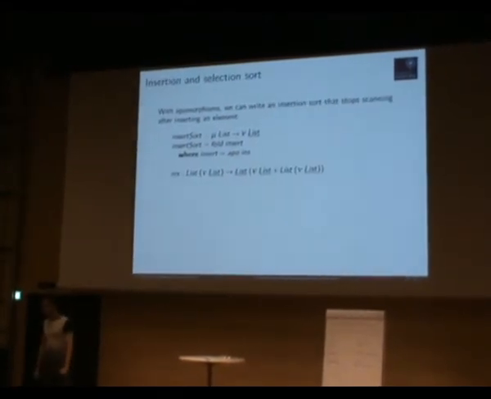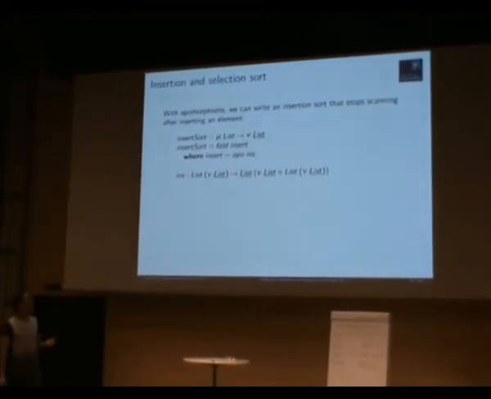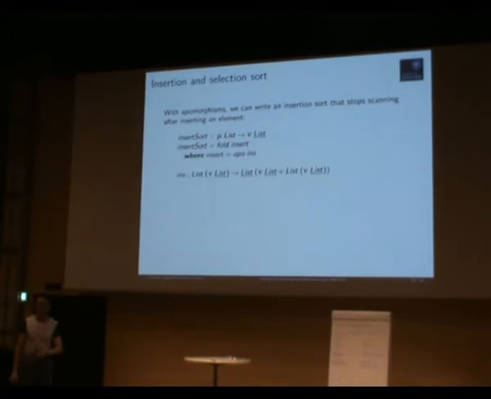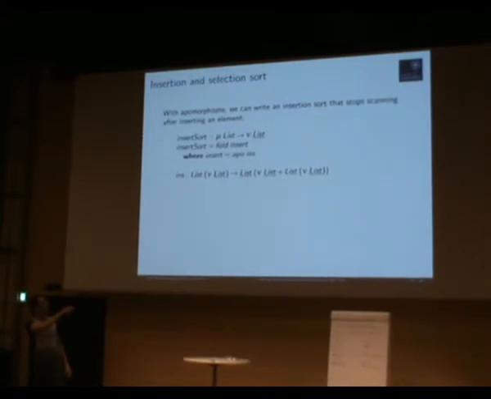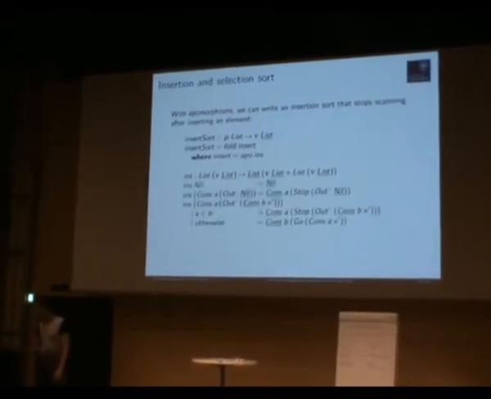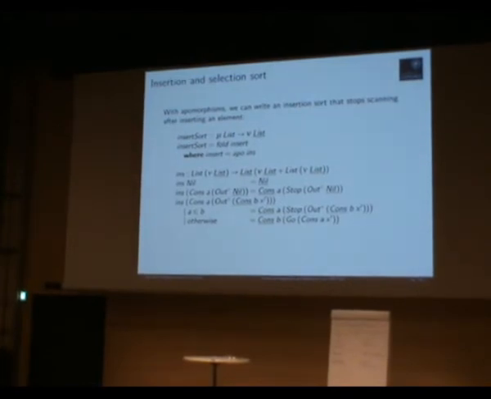Now back to insertion and selection sort. Now we're going to write insertion sort as a fold of an apomorphism. So the coalgebra of the apomorphism has this type. How can it be defined? Again, not much choice. Empty list goes to empty list. If you have a single element and, well, nothing more, then you just keep the single element and you stop.